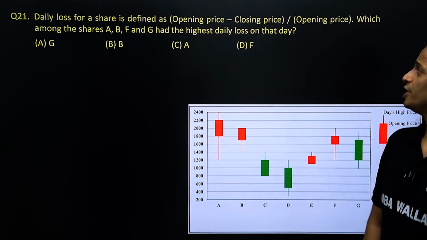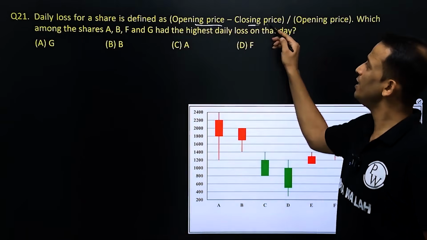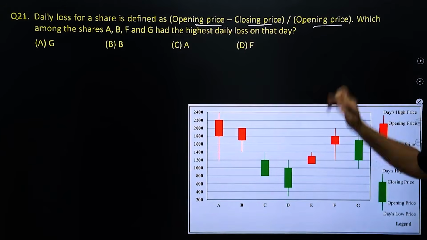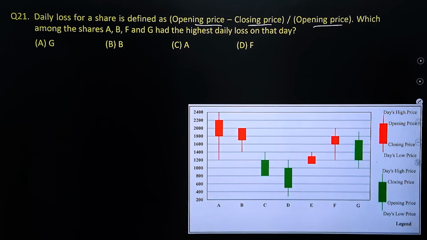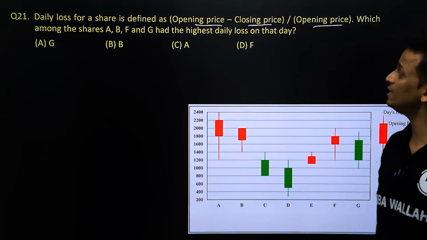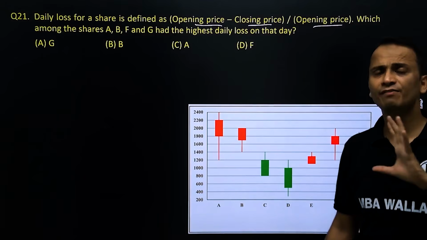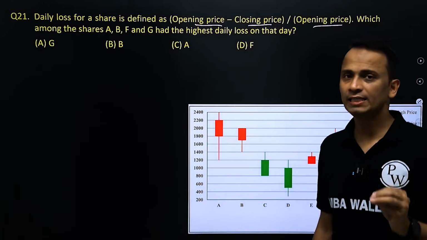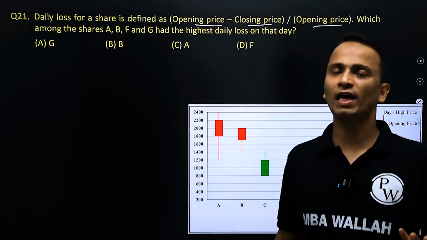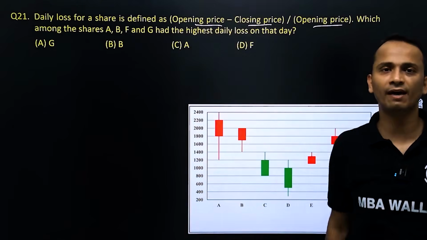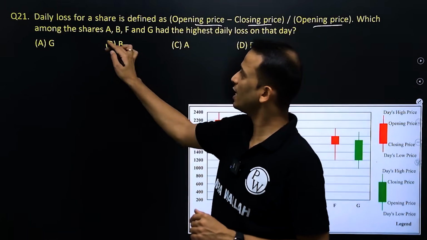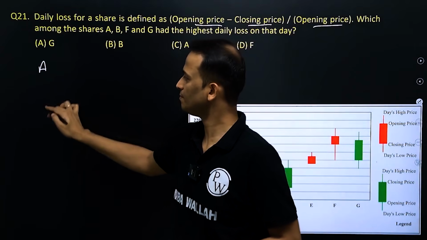Now, daily loss for a share is defined as opening minus closing price divided by opening price. Which among the shares A, B, F and G has the highest daily loss on that day? So daily loss they have defined, okay, and then we'll have to find out the highest value of whatever thing they have defined. So the shares are A, B, F, G.